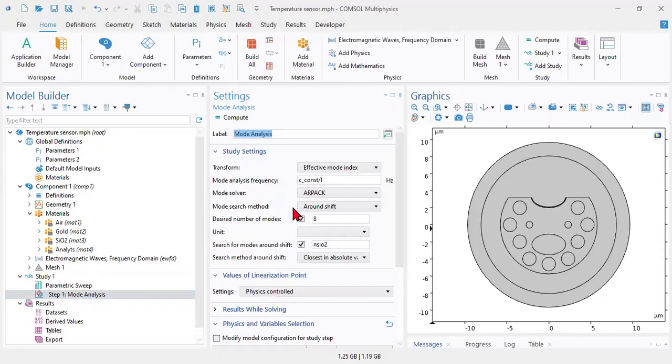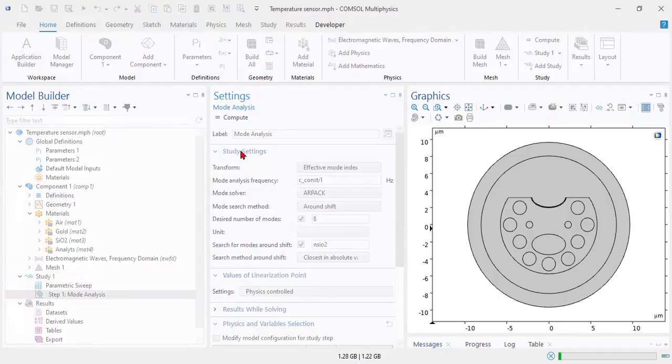And in mode analysis, this is okay. Everything is fine. So we are going to simulate it. I think we will get the results. So we can compute it right here. It will take some time, so we have to wait.